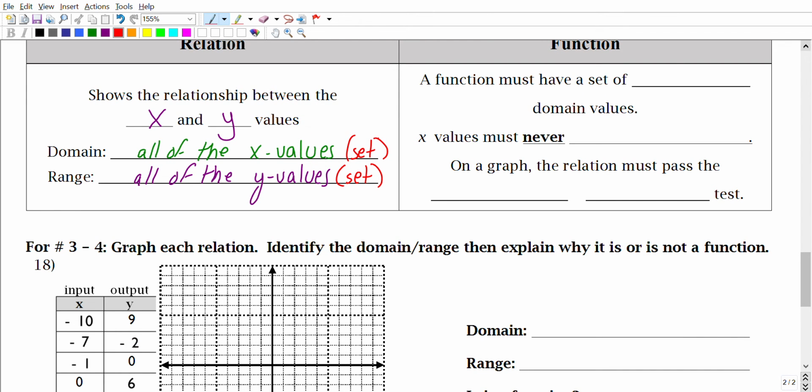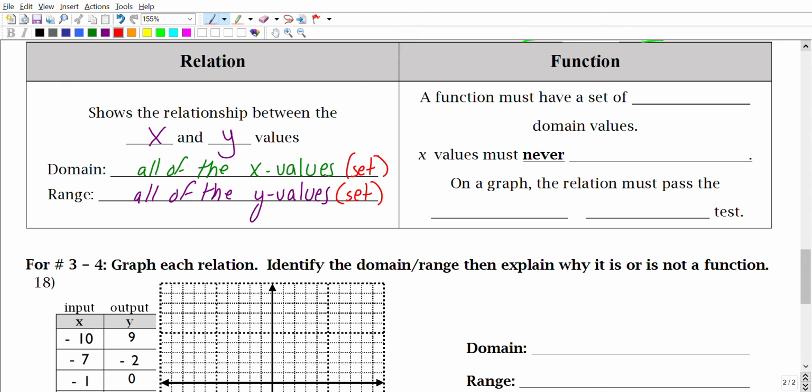Then finally here on the side we have something called a function. A function really is a relation, like we just talked about, but with a few more restrictions or criteria. We say that a function must have a set of unique domain values. The x values must never repeat. So if we have a relation that never repeats on the x values, then we are probably looking at something that is considered a function.